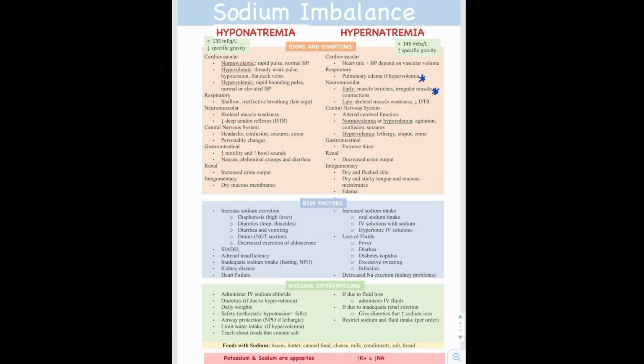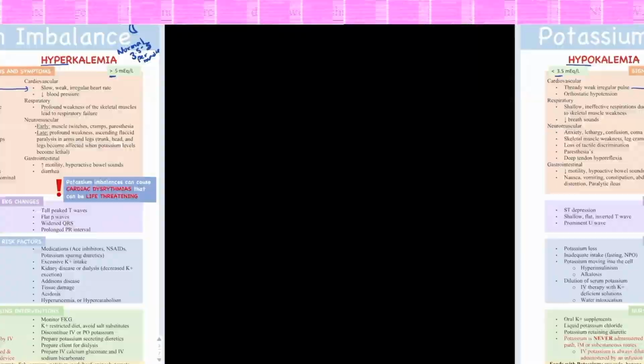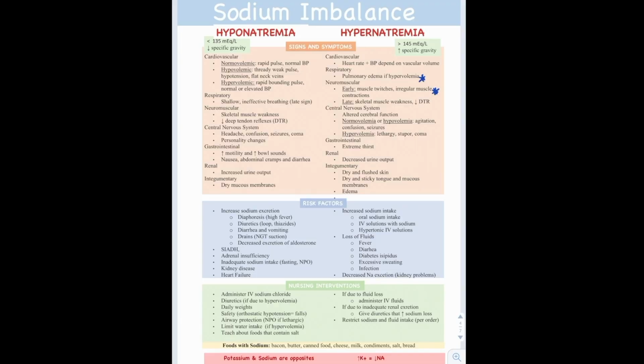Central nervous system, we're seeing altered cerebral function. Normovolemia or hypovolemia, you might have agitation, confusion, and seizures. Hypervolemia, lethargy, stupor, coma. So again, all of those are very similar to hyponatremia. So there's really no kind of differences to memorize.